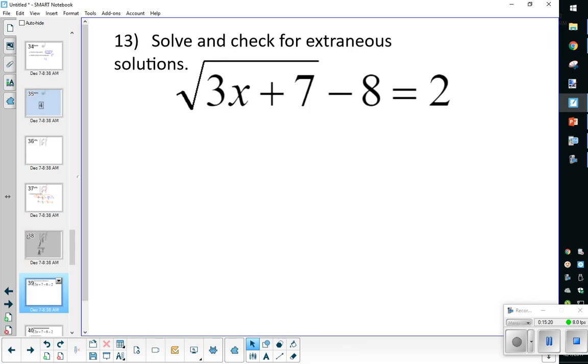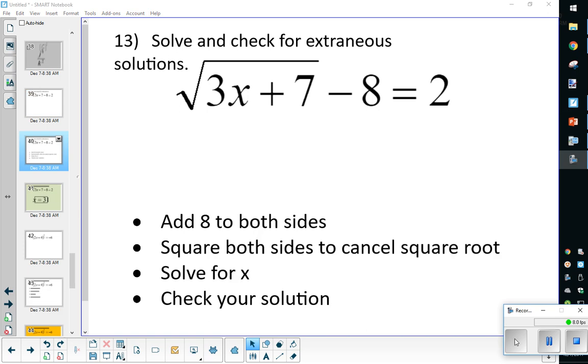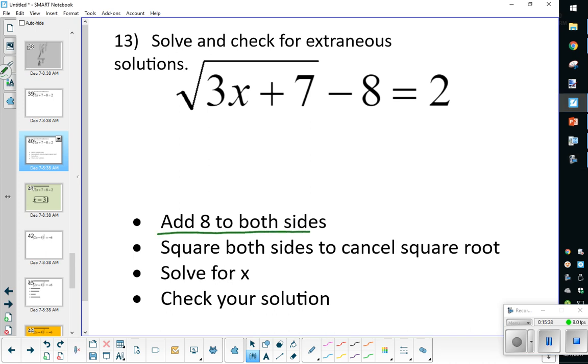Okay, we're doing fine. We're almost through. Number 13, square root of 3x plus 7 minus 8 equals 2. Solve it. Check for extraneous solutions. We are trying to solve for x, so we're getting rid of things. So the first thing we want to do is add 8 to both sides. When I do that, I get the square root of 3x plus 7 equals 10.